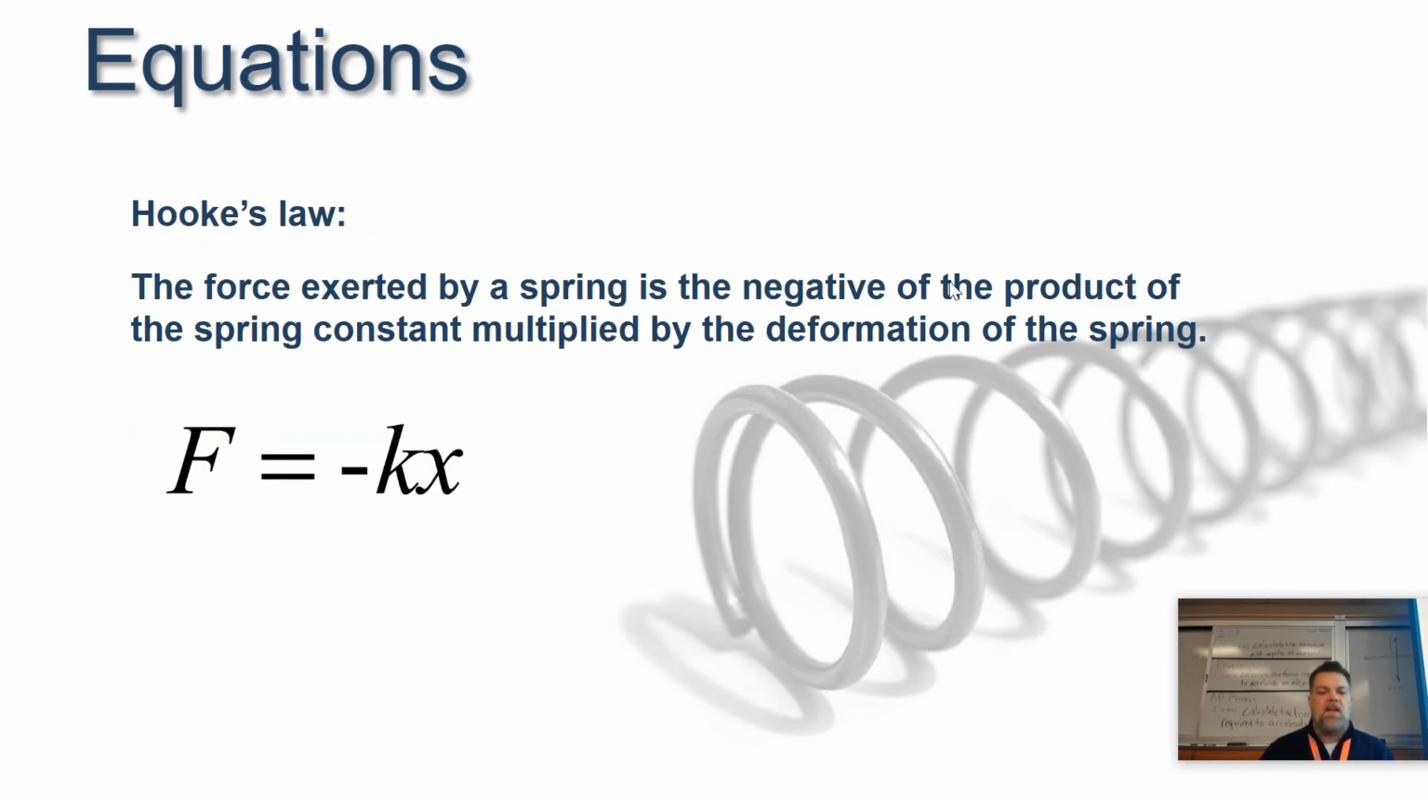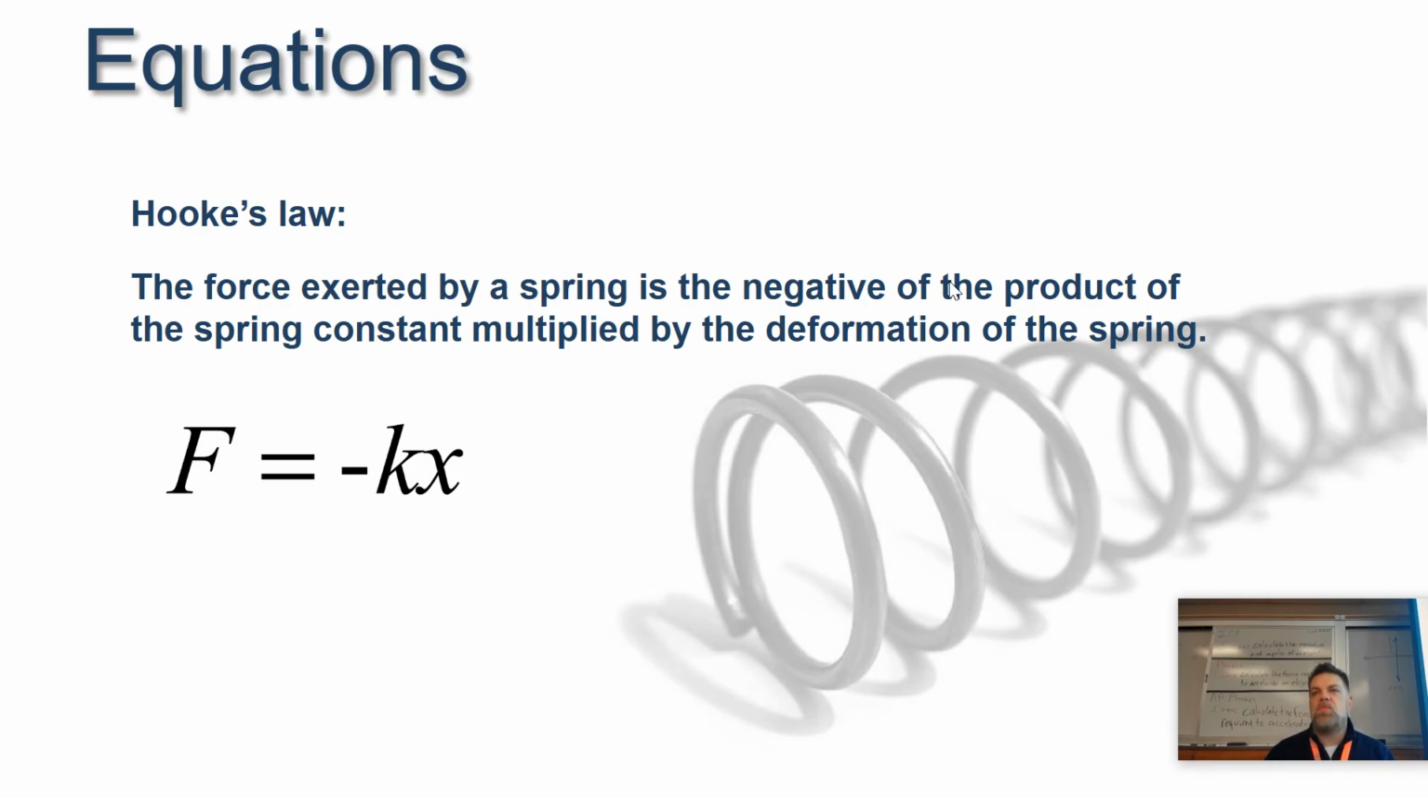Okay. There it is. Ta-da. That is Hooke's law. The force exerted by a spring is the negative of the product of the spring constant multiplied by the deformation of the spring. And deformation is just that we're changing the original shape. That's a really fancy word, not actually that fancy, but something that you guys don't use every day. That word just means we're either pulling the spring or we're pushing the spring together.